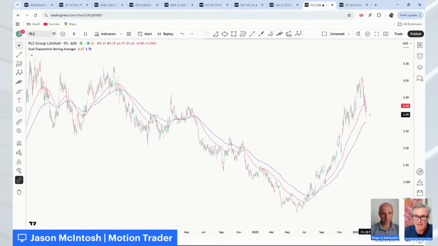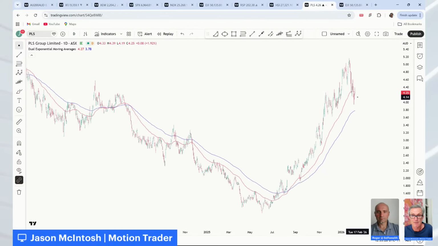Nice trend pulling back towards the averages. So for me, this would be a hold. I've got LTR in my portfolio, which is similar price action. Pull back to the moving averages. So that's fine. Plenty of room to move.